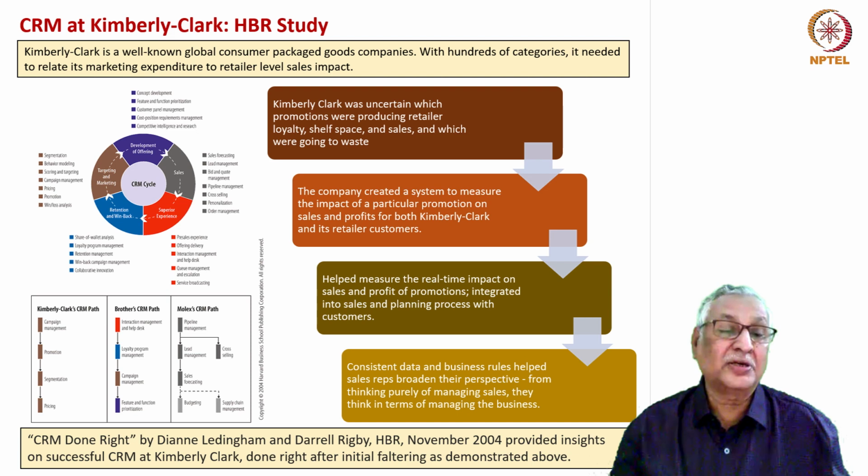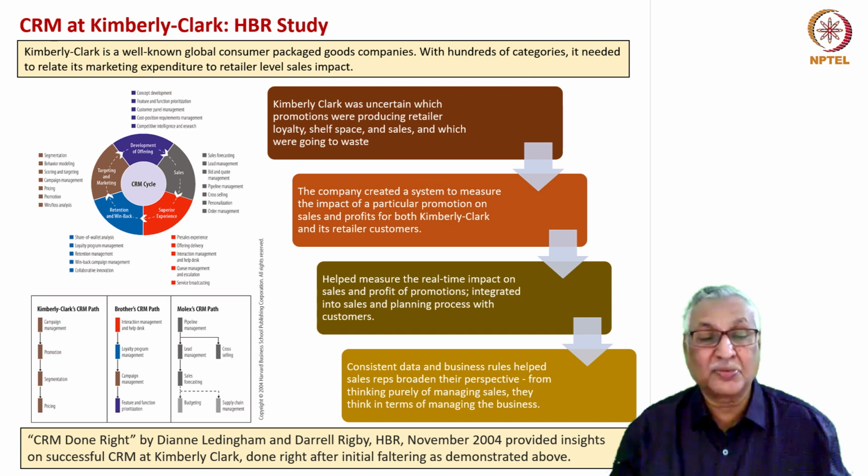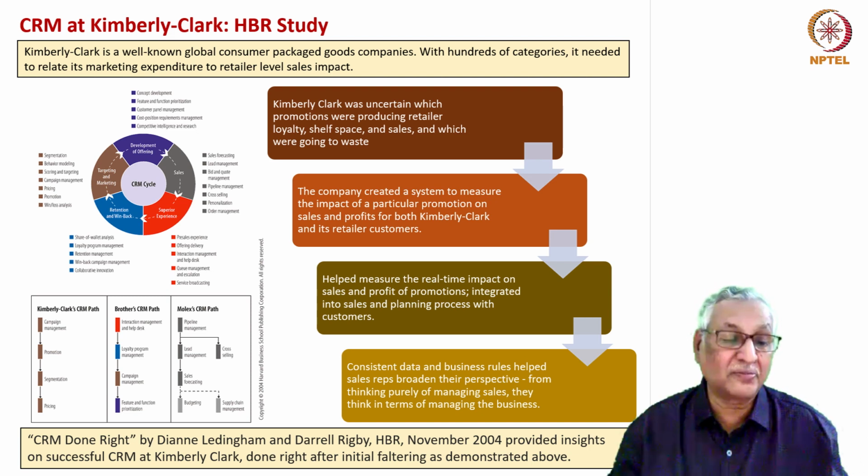So, what the company did was to compare its CRM path with the competitors, Brother and Molex. And it found that there are certain advantages of the pathways adopted by other competitors and certain advantages of the pathway which it adopted in terms of campaign management, promotion, segmentation, and pricing. Some other companies looked in greater detail at feature and function prioritization. They also integrated sales forecasting as part of the CRM package.